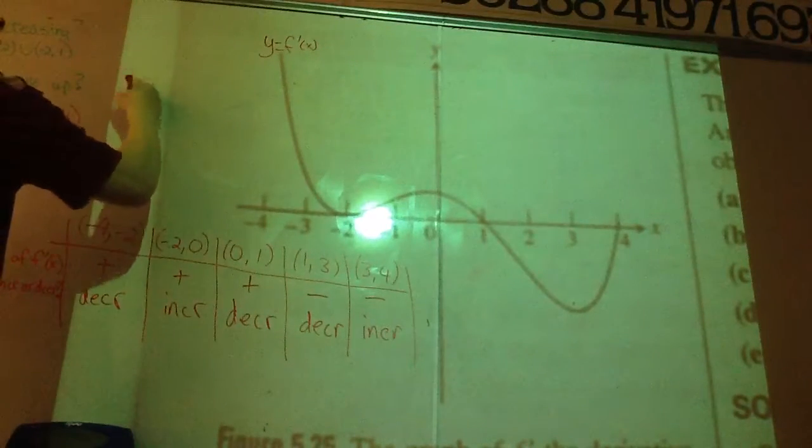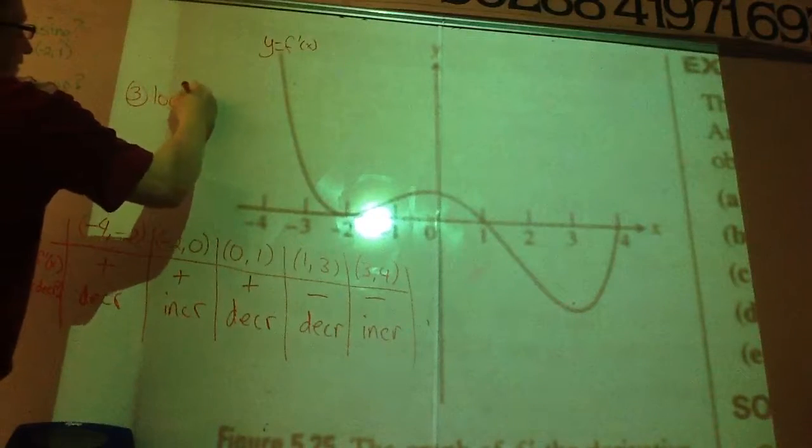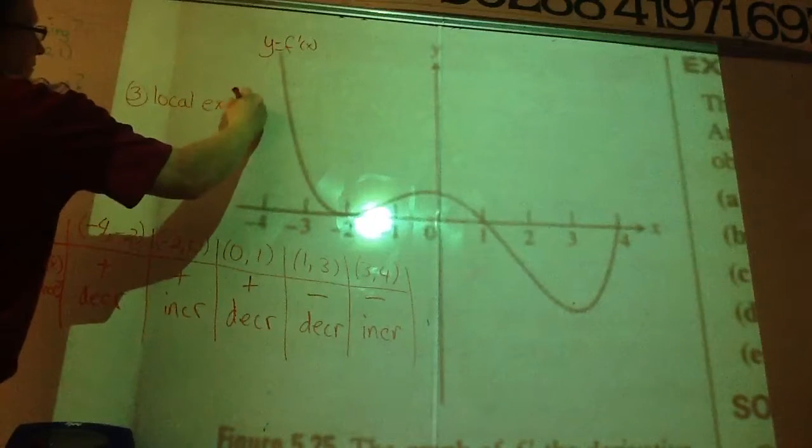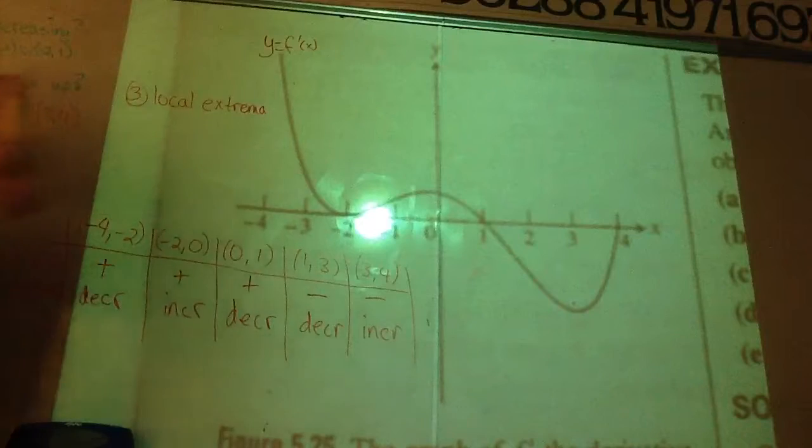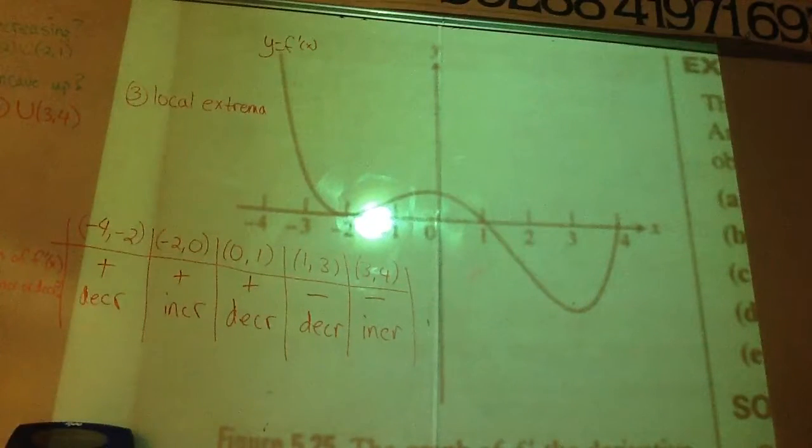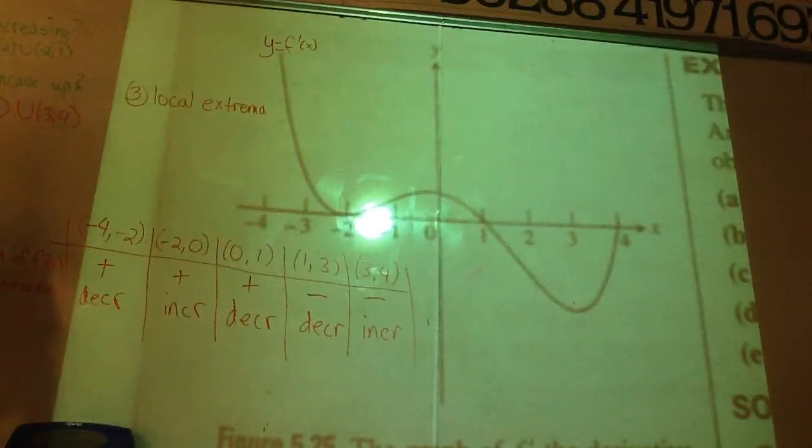Let's do where are the local extrema? Ooh, I don't remember what all that is. Wouldn't that be your zeros? Before we can even answer that, we've got to think, where do they happen?